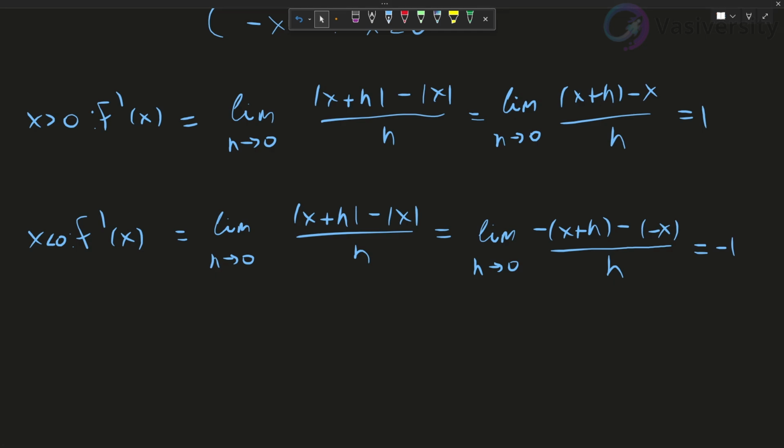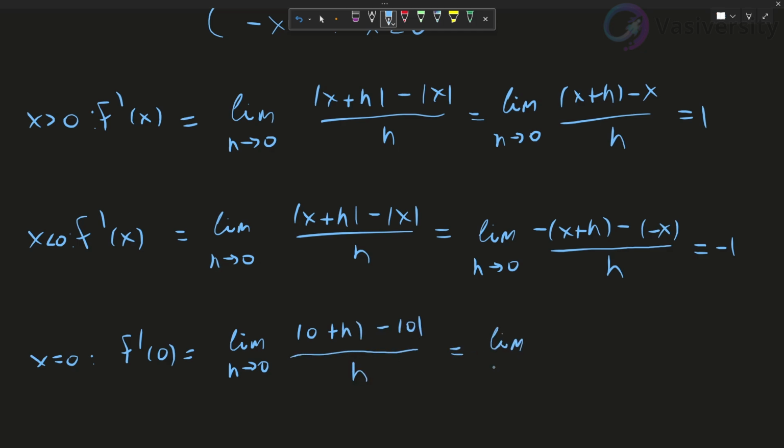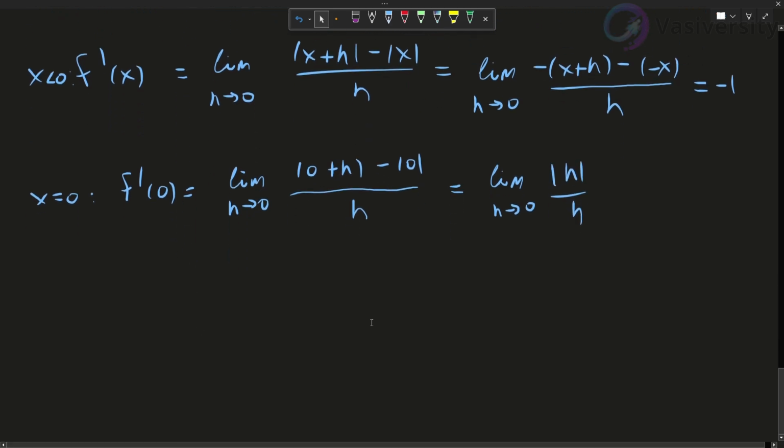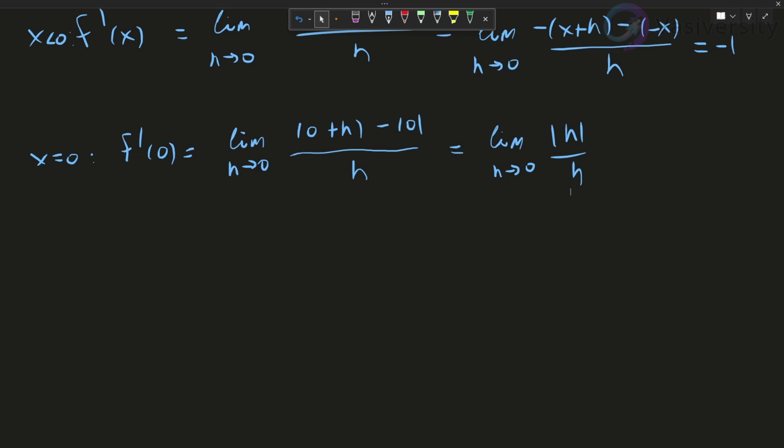Okay, so we know that it's differentiable for x greater than 0 or x less than 0, but how about x equal to 0? So for x equal to 0, let's find out. f prime at 0 is going to be equal to the limit as h approaches 0 of the absolute value of 0 plus h minus the absolute value of 0 over h. So that's equal to the limit as h approaches 0 of the absolute value of h over h. Right, so this is actually very similar to what we have for the right-hand and left-hand limit.